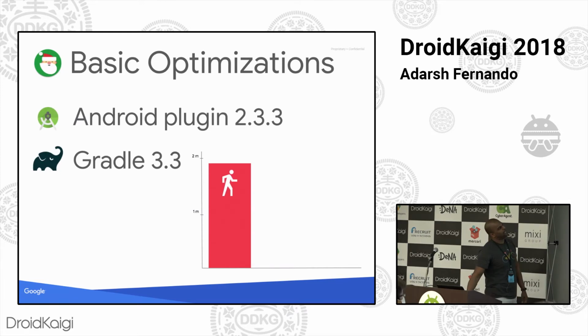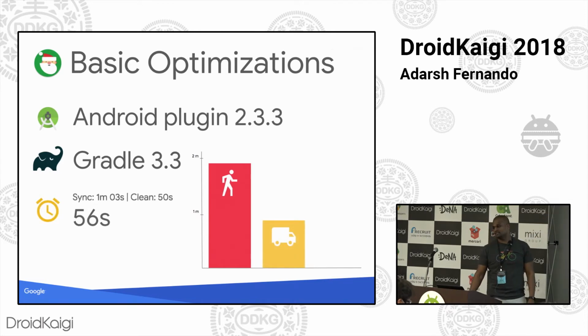So let's go back to our app. Same version of the plugin, same Gradle version. Before we were at a little less than 2 minutes. Now, just with those optimizations, we're down to 56 seconds. Right? And you could have done that right now while I was talking. You could have cut your build time in half.